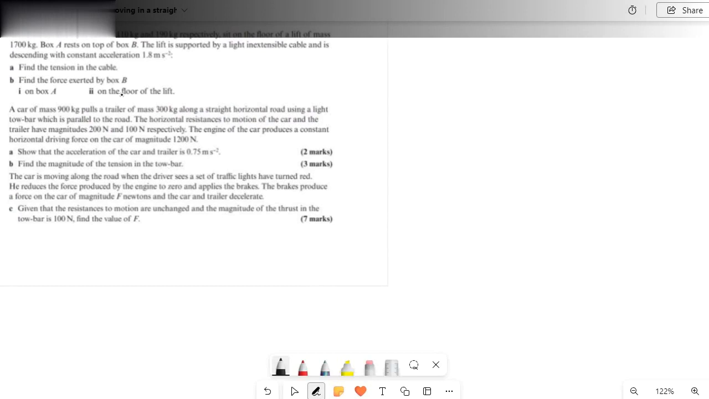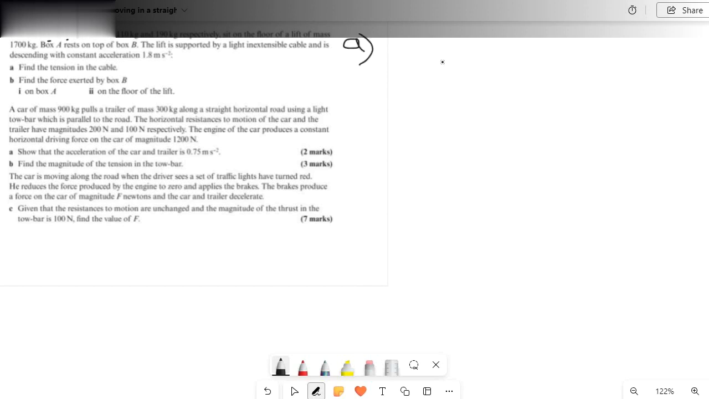For the first one, we have two boxes A and B of masses 110 kg and 190 kg respectively sitting on the floor of a lift of mass 1700 kg. Box A rests on top of box B. The lift is supported by a light inextensible cable and is descending with constant acceleration 1.8 meters per second squared. So we have to find the tension in the cable.